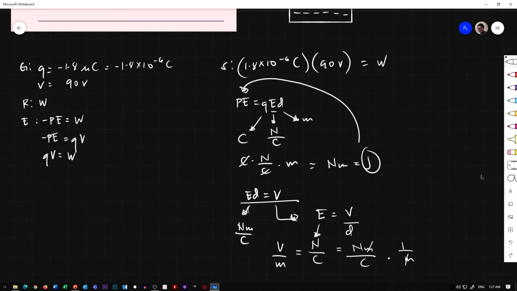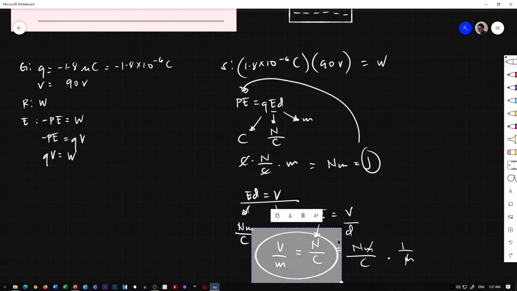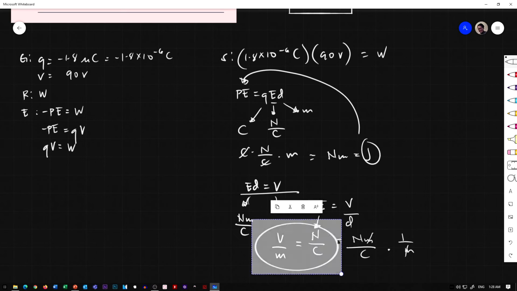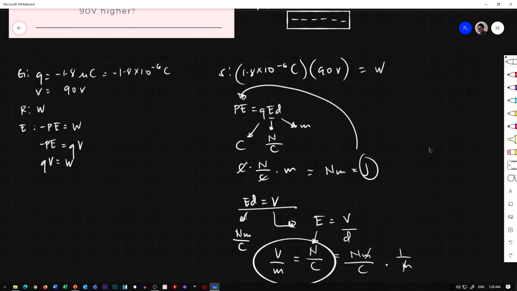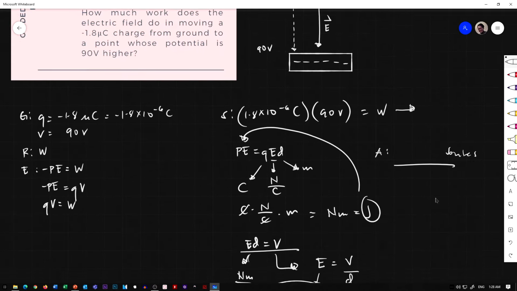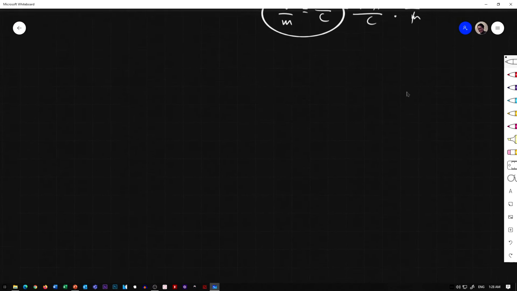Isn't that neat? This is one of the most important relationships between electric field, and for that matter, since you have newton here, electric force, voltage, and distance. Going back, this is the equation that you will be needing, or I mean the solution. So for the final answer, you just write it. Our unit for this one will be in joules. I just showed the cancellation. Alright, so let's proceed.